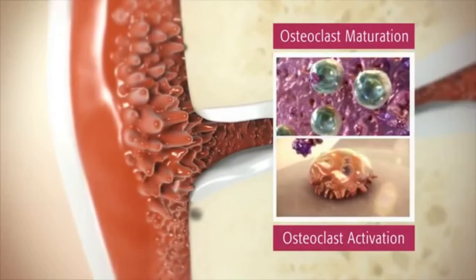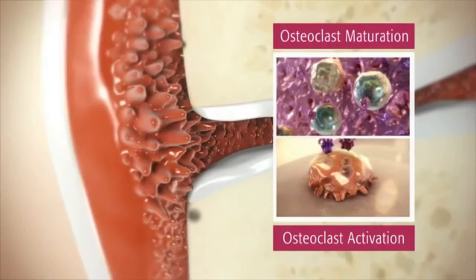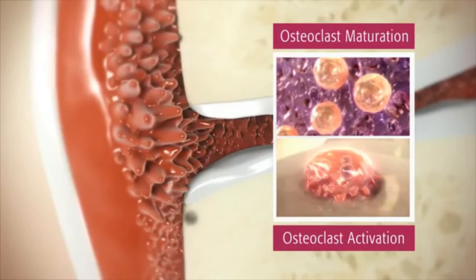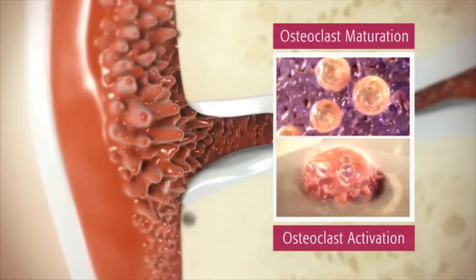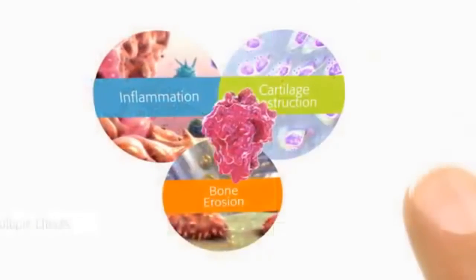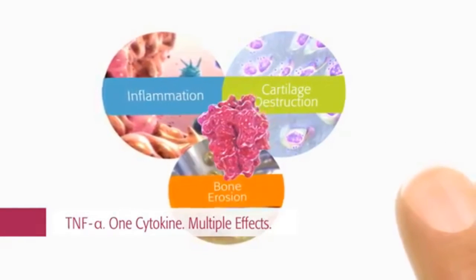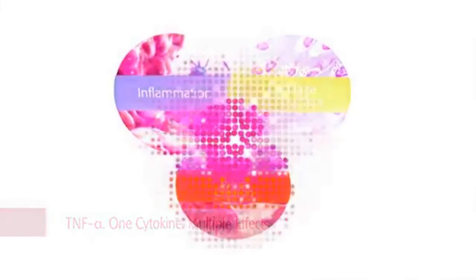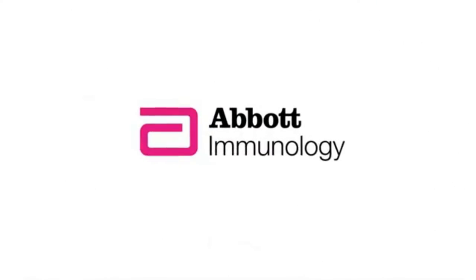Thus, the direct and indirect effects of the TNF-alpha on osteoclast maturation and activation culminate in focal bone erosions and irreversible joint damage. As we have seen, TNF-alpha plays a key role in the complex pathology of RA. One cytokine, multiple effects.